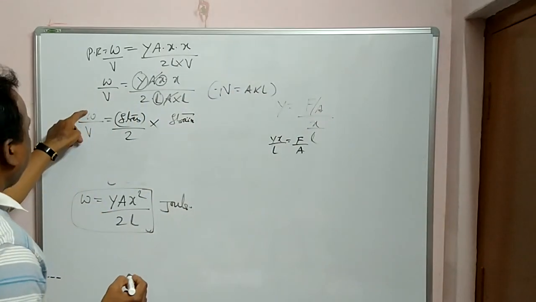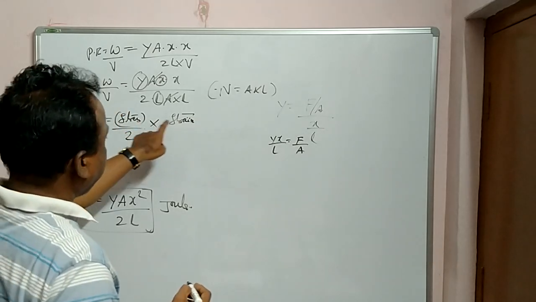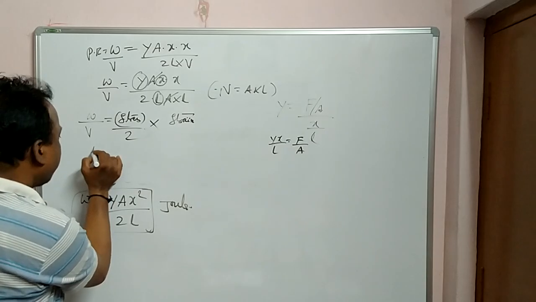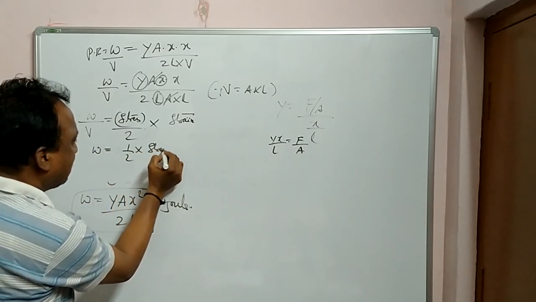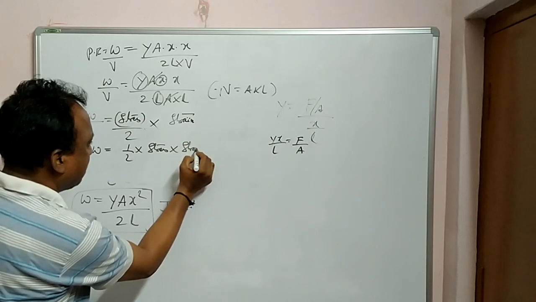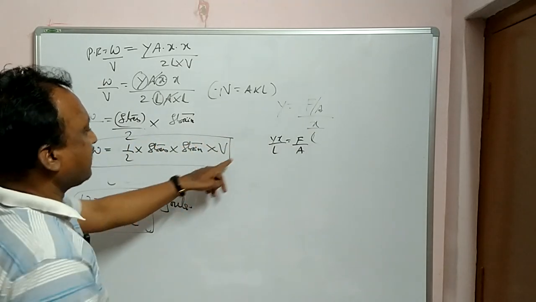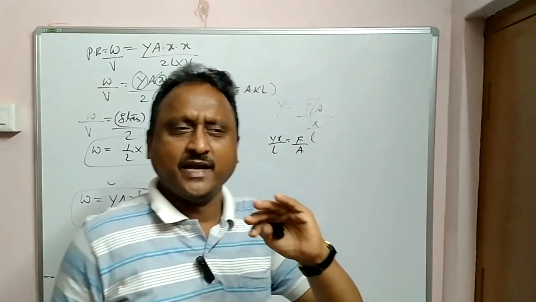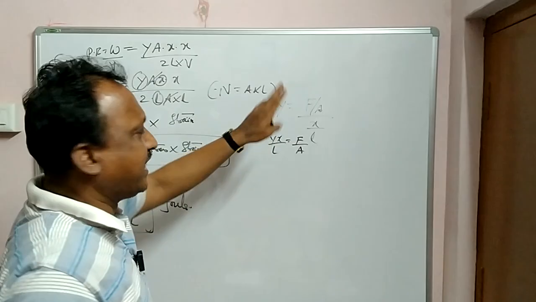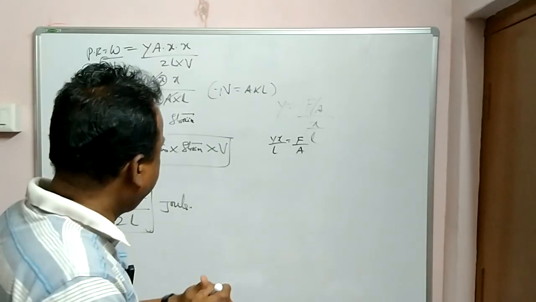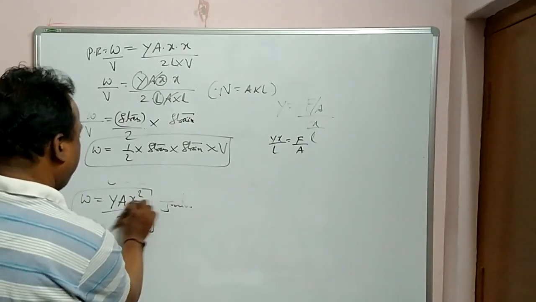See, work done per unit volume is equal to 1 by 2 into stress into strain. Or total work done is equal to half into stress into strain into volume of the wire. Volume of the wire is nothing but area of the wire, pi d square by 4 or pi r square in terms of radius or diameter, into length of the wire. It will be given. Okay. This is another form of writing the work done, potential energy.